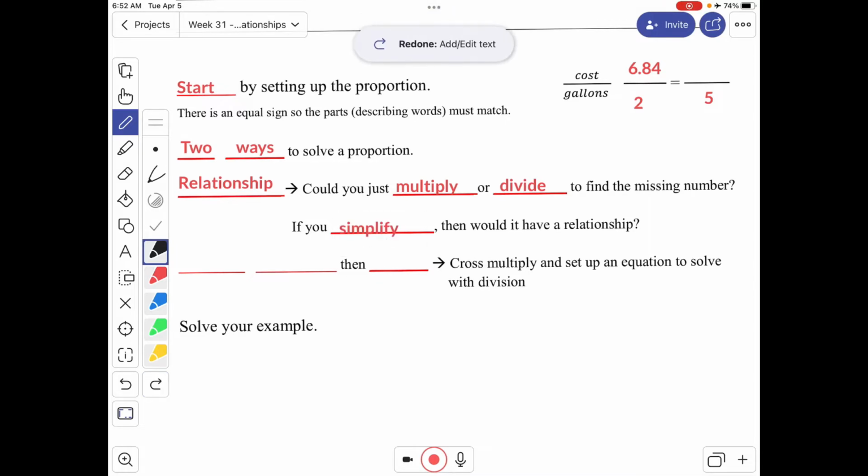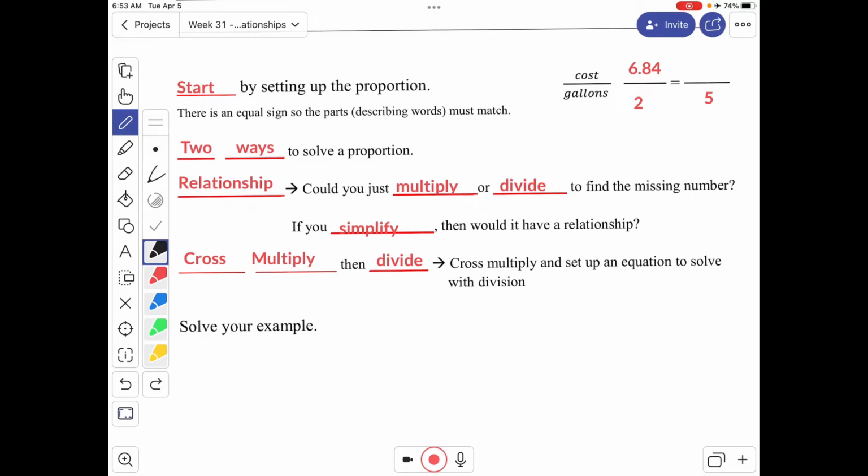What if you simplify? Then would it have a relationship? So we could simplify 2 and $6.84. We could divide both of those numbers by 2, and then you might see that it does have a relationship. But if you don't see the relationship or you're not very good with multiplication facts, then you can simply cross multiply, then divide. So you'd cross multiply both fractions, and it comes out to look like an equation. Then you just solve the equation.